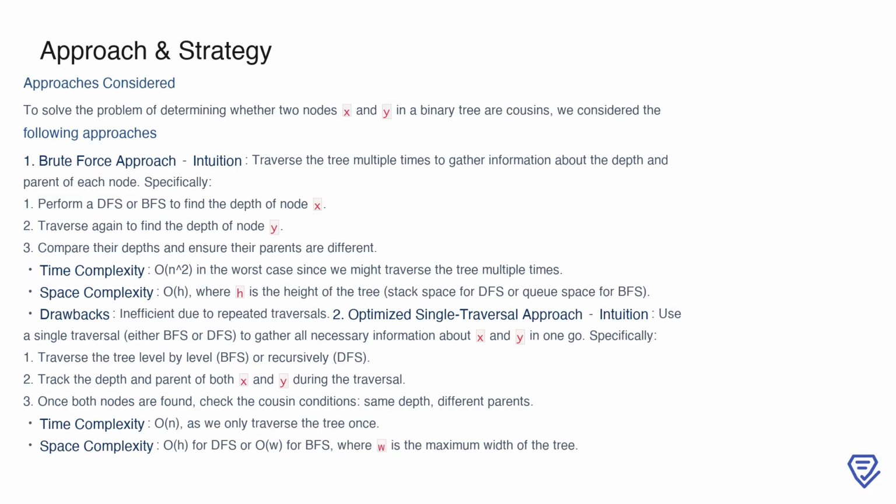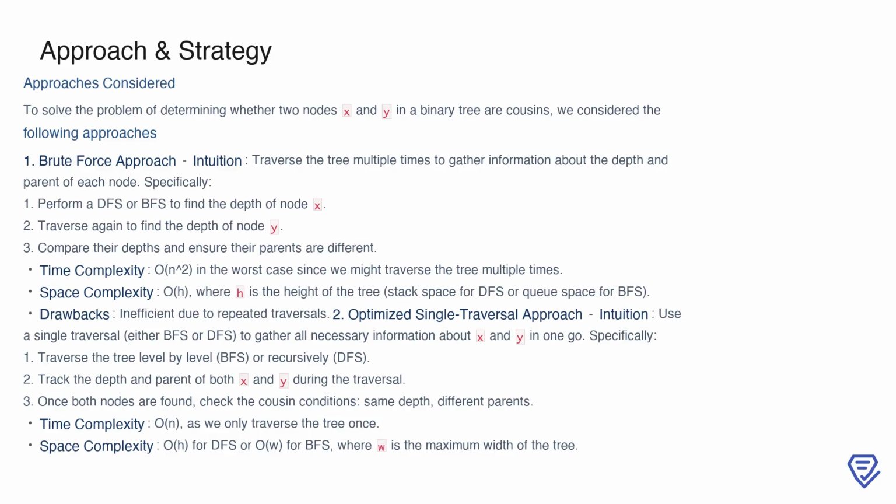To determine whether two nodes, x and y, in a binary tree are cousins, we considered multiple approaches. The first is the brute force approach. Here, the idea is to traverse the tree multiple times to gather the depth and parent information for both x and y. For instance, we could perform a DFS or BFS to find the depth of x, then traverse again to find the depth of y. After that, we compare their depths and ensure their parents are different.